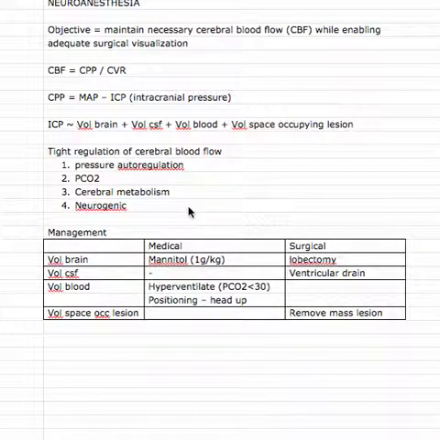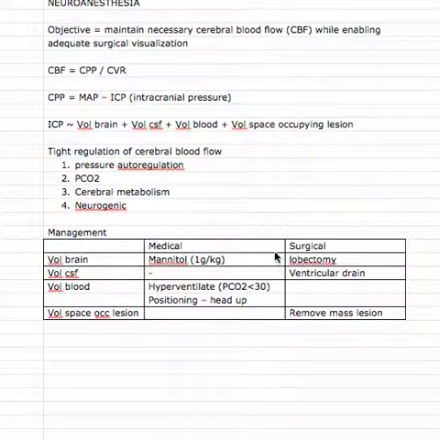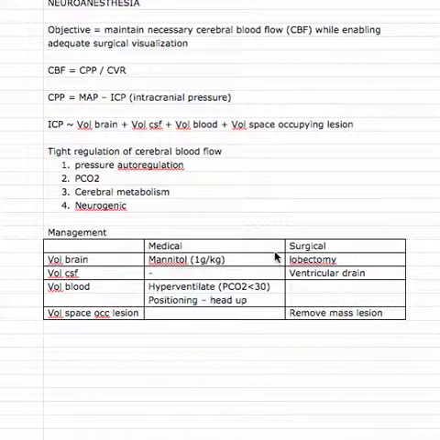So from an anesthetic perspective, what can we do to kind of manage this and go after this objective? Well, we can decrease the volume of the brain by giving mannitol, which is a hyperosmotic fluid, and that's going to suck out all of the water from the cells in the brain. Not too much, but enough that it'll kind of shrink up the brain tissue. We won't get a lot of swelling.